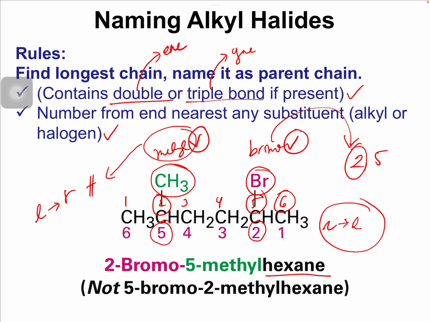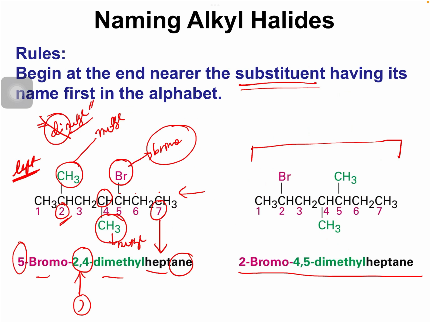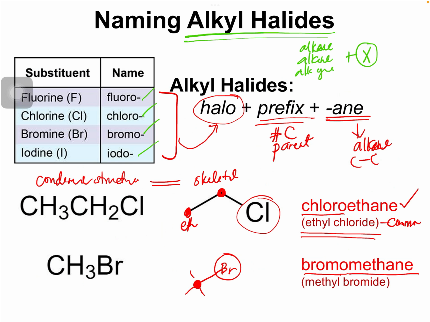Okay? So, una natin si bromo. Dapat siya yung mabigyan natin ng mas bababang number, which is number 2. Okay? So, ang tamang direction talaga is right to left. So, si bromo ay nasa carbon number 2, si methyl ay nasaan? Carbon number 5. That's why the name is 2-bromo-5-methylhexane. Hexane siya kasi 6 yung carbons ng inyong parent.